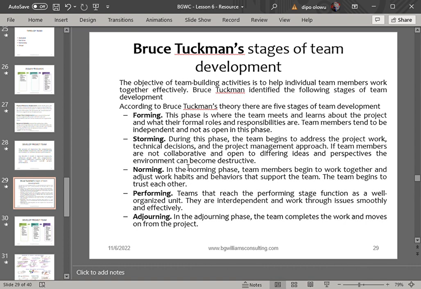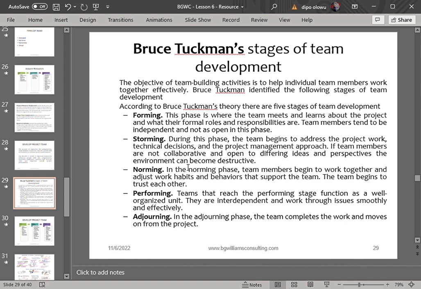Before we now look at the team building activity, Bruce Tuckman came up with 5 stages of team development. And what is Bruce Tuckman's 5 stages of team development? Bruce Tuckman mentioned that there are basically 5 stages, which simply means that if you remember that time you newly joined that organization, at that early stage what you are doing is called forming, which is the first stage.